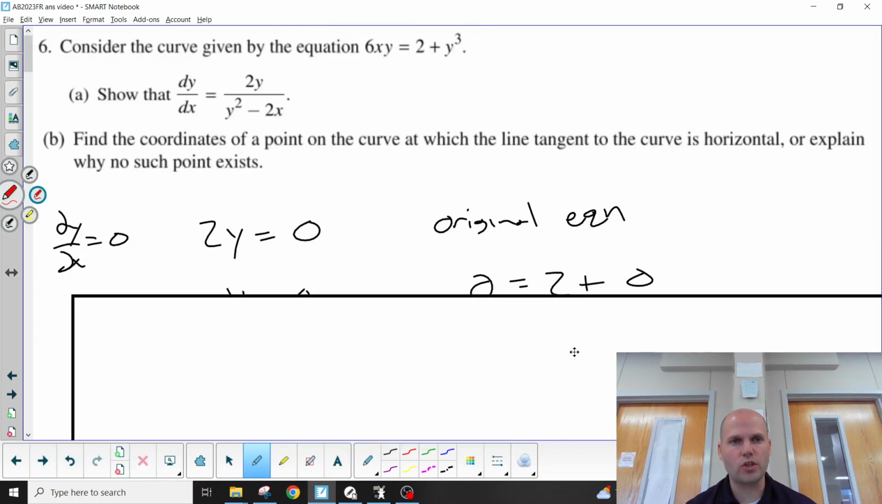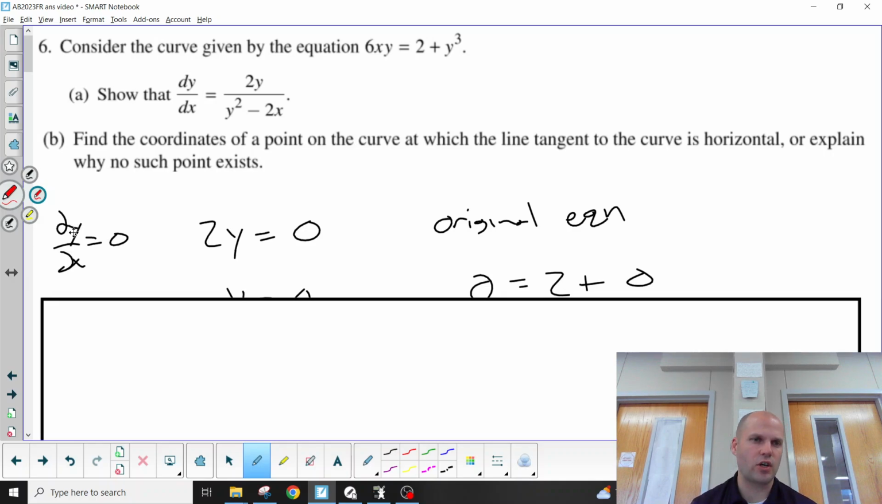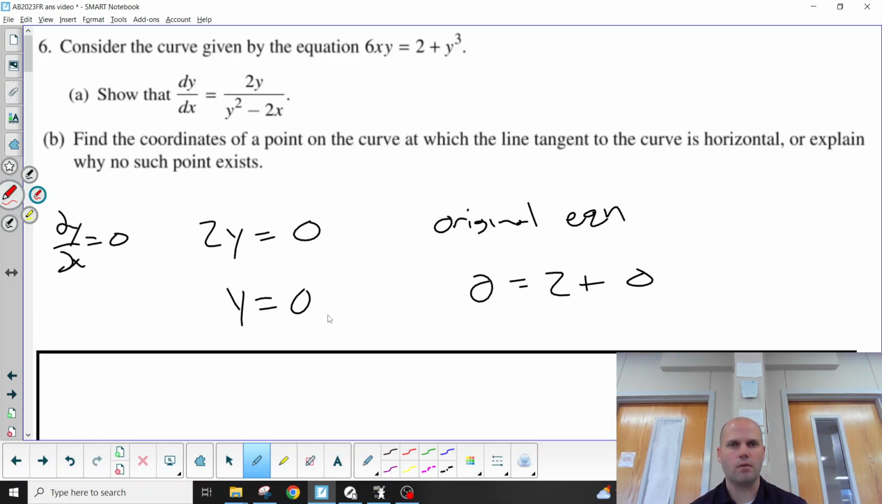Part B, horizontal tangents. Horizontal tangents occur when your derivative is 0. Take your top, set it equal to 0. You get y is 0. You plug that into your original equation. For both B and C, we've got to plug things into our original equation. We get 0 equals 2 plus 0.